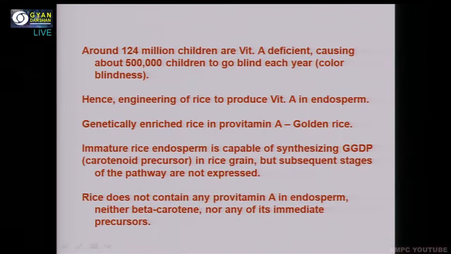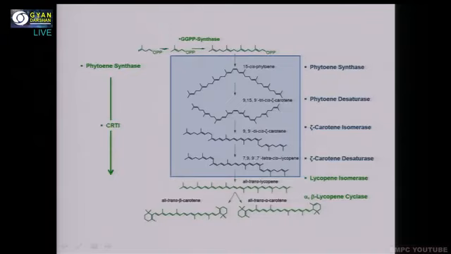Now, rice does not contain any provitamin A in the endosperm, neither beta carotene. It does not have this kind of metabolites. It is not rich in these metabolites. So if you really want to overproduce vitamin A, or overproduce carotenoids in rice, you have to first know what the pathway is.